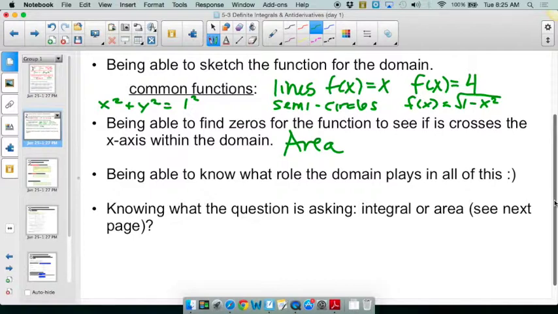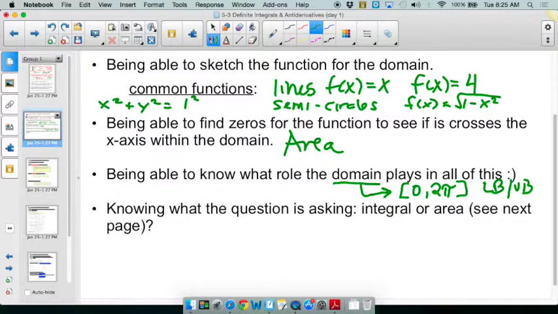Being able to know what role the domain plays, and this is what Tyler was speaking to when he was saying, hey, I know the 0 and the 2 pi are my lower bound and my upper bound on my integration notation. So knowing that the domain is your start and end points of your physical shape.